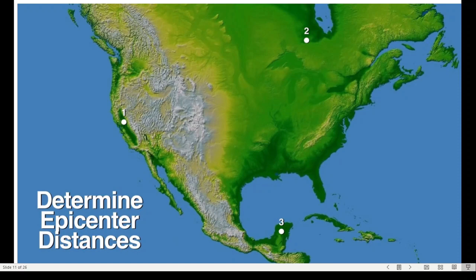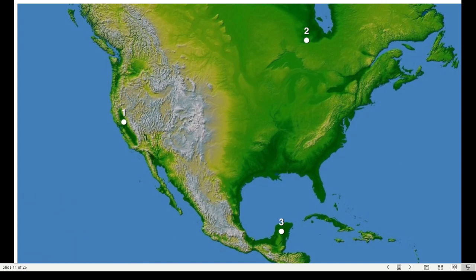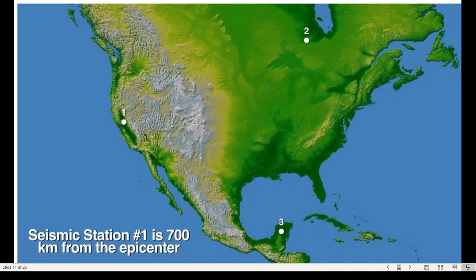And this is fairly easily accomplished. You would simply find out the difference in arrival times for the P waves and S waves, and then use a travel time graph to calculate the distances. So let's say you have done that, and you have established that seismic station 1 is approximately 700 kilometers from the earthquake. So something like this.